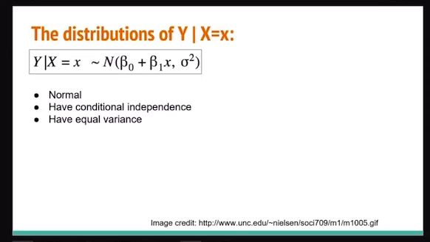And that is why we say we have conditional independence and equal variance. What do we mean by conditional independent? We mean y given x is independent. The independence of y given x is conditioned on the independence of the errors. When errors are independent, then they're going to be independent. And that's why we said they have conditional independence. Does that make sense? Okay.